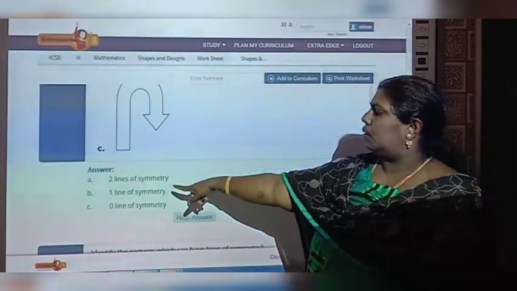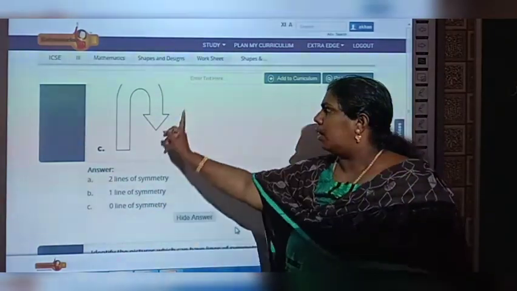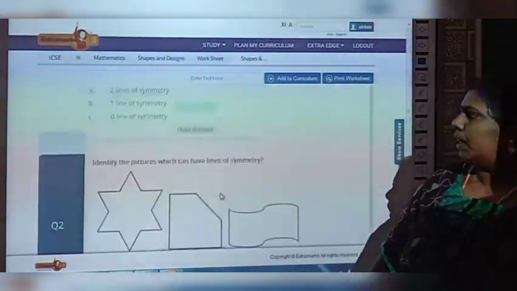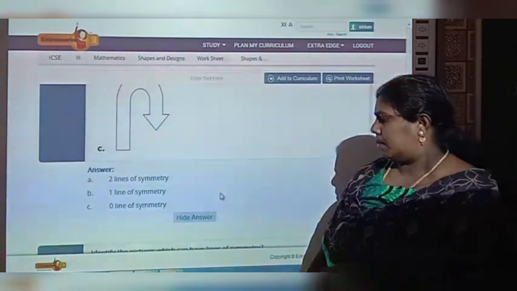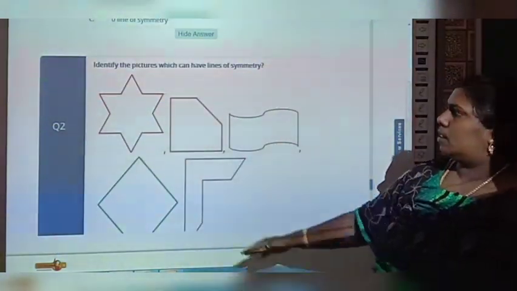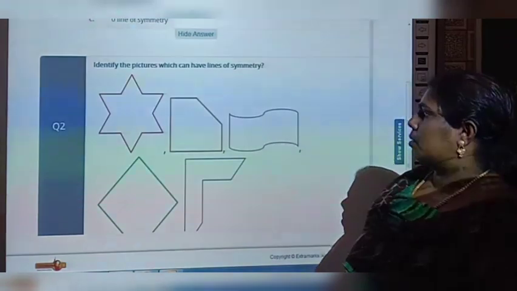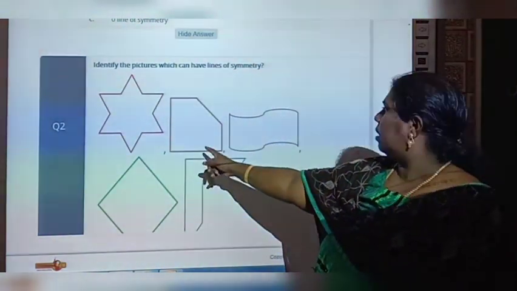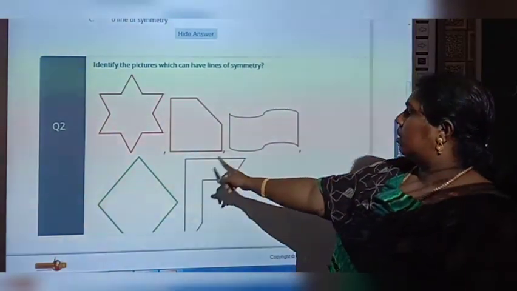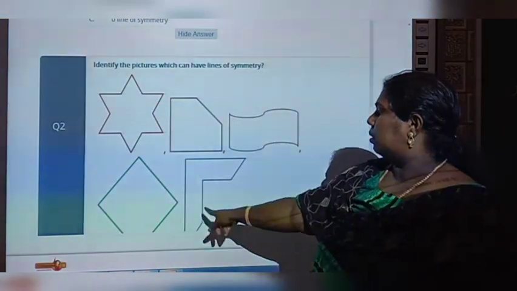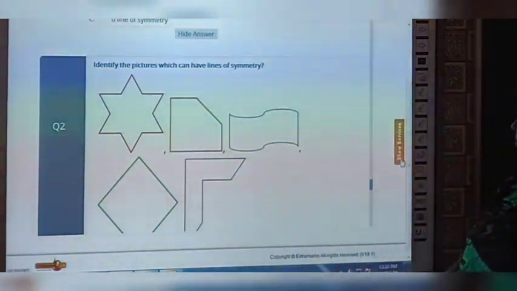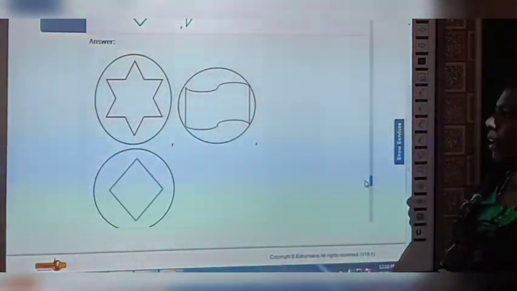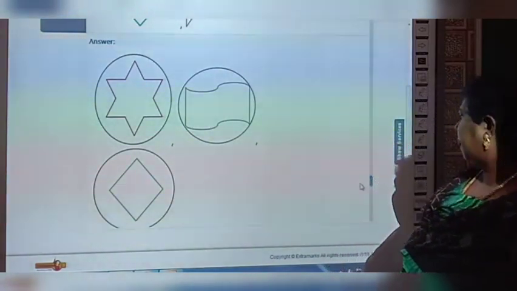In the first one, 2 lines of symmetry. The second one, 1 line of symmetry. The third one, this is 0. The last one we cannot draw, isn't it? See the first picture, we can draw the lines of symmetry, isn't it? But the second picture, no, we cannot make it. Then what about this one? See the answer? So only these 3 pictures we can make the lines of symmetry.